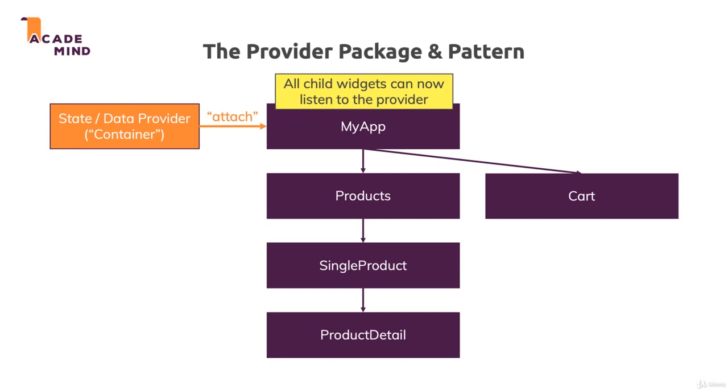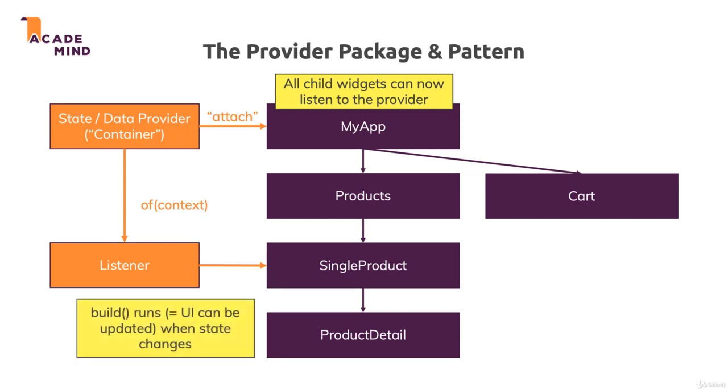Instead, they can add a listener with this of-context trick by using this inherited widget, which I mentioned earlier, which is a widget built into Flutter, which we haven't used directly, but which this provider package uses indirectly to establish a direct communication channel between your widget that needs some data and that data container, which is attached to a totally different widget. Now, the build method for that widget where you added the listener then runs whenever the state in that data provider changes, but only the build method of that widget where you listen to the change runs.